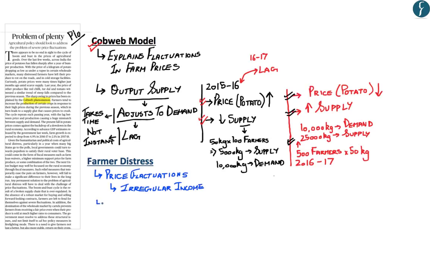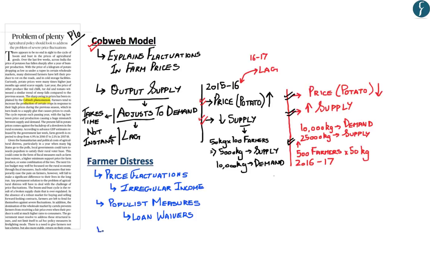Now it further states that short-term populist measures have also led to farmer distress. So populist measures such as farm loan waivers is not a good approach as it will create an incentive for farmers to default on their loans and hamper the credit culture of the rural economy.